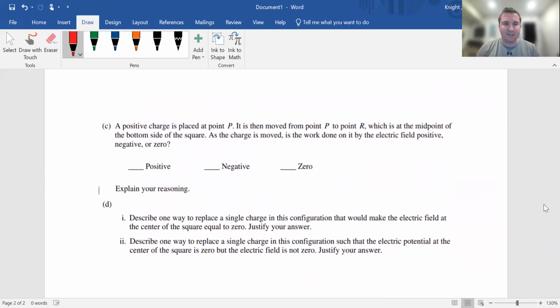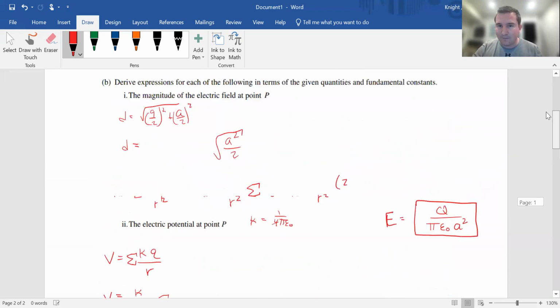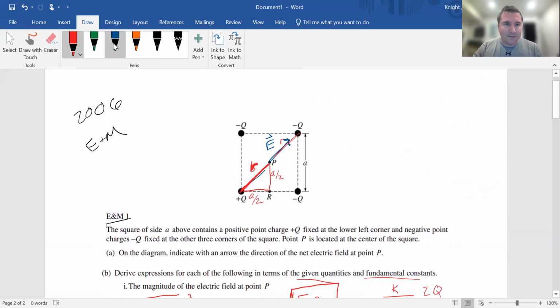A positive charge is placed at point P, then moved from P to R, which is at the midpoint of the bottom side of the square. As the charge is moved, is the work done on it by the electric field positive, negative, or 0? Oops, so let's see here. We take a positive charge. Let me erase some of this stuff so we can see here. So we take a positive charge and we move it to R.